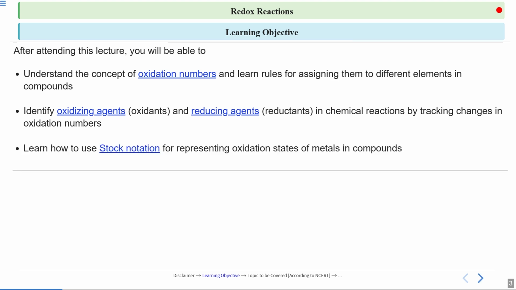We will also learn to use the stock notations for representing different oxidation states of metals in a compound. Like, how can you write the oxidation state for metals like iron, zinc in a compound? Iron does exist in +2 and in +3 in different compounds. So how will you mention that in their respective compound? That will be learned in this lecture.